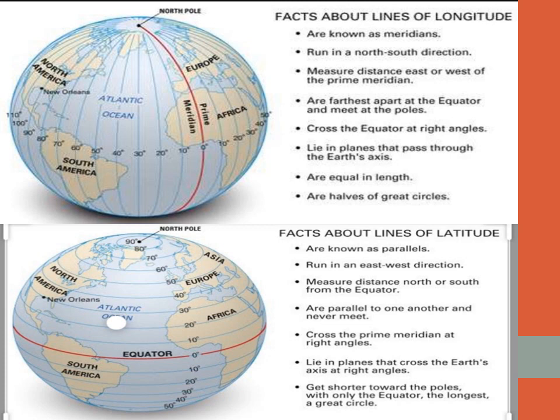Now latitudes are all called parallels. They run in the east-west direction. Measurement of the distance from north to south, we measure it from the equator. We move from the equator towards the north and south pole and they cross the prime meridians at right angles. They lie in planes that cross the earth's axis at right angles and they get shorter towards the pole. That means the circumference is shorter towards the pole, compared to the equator. The longest circle is at the equator.